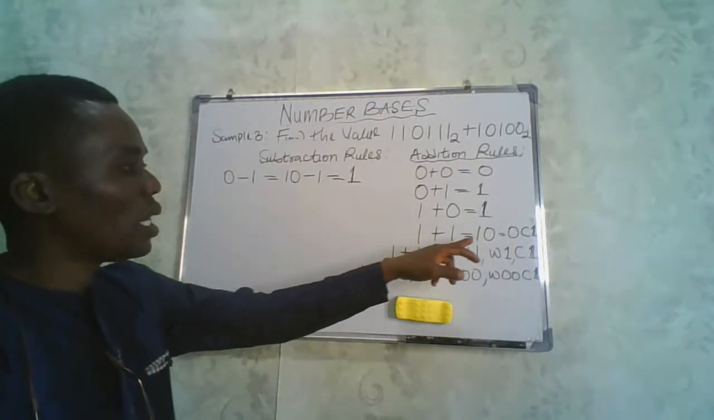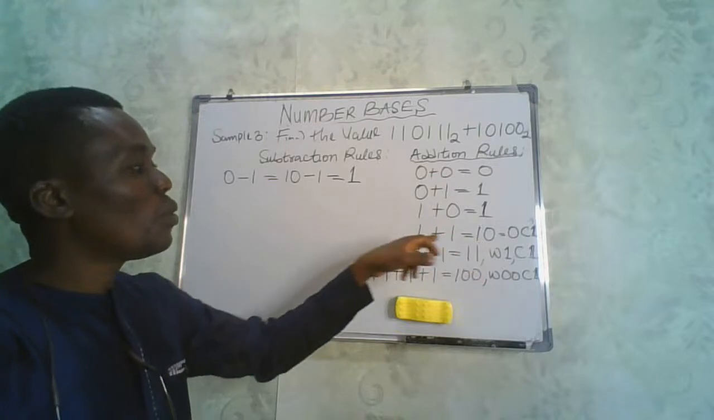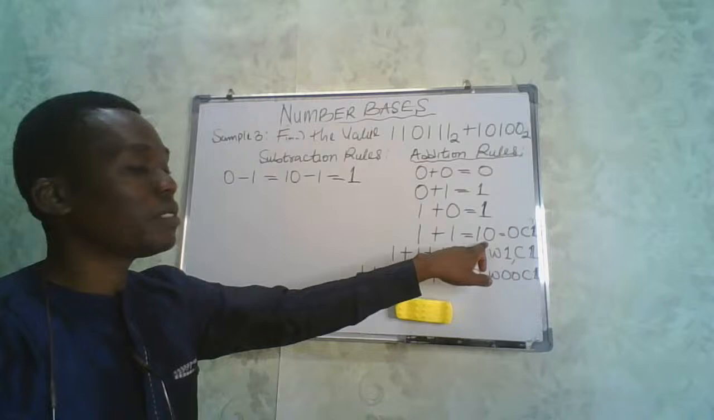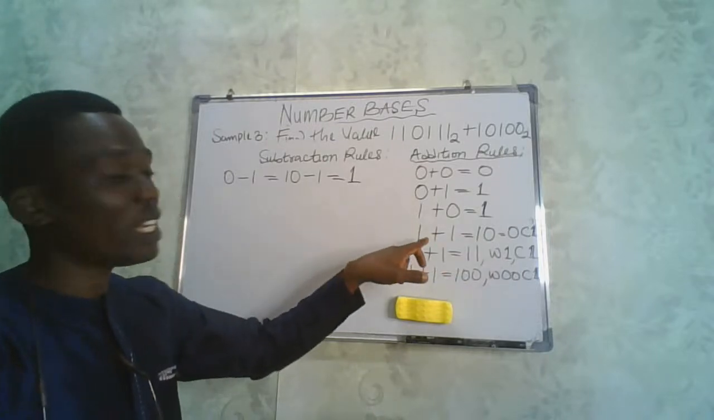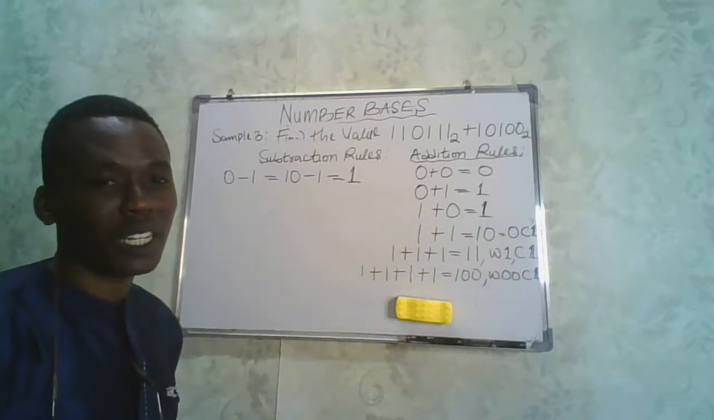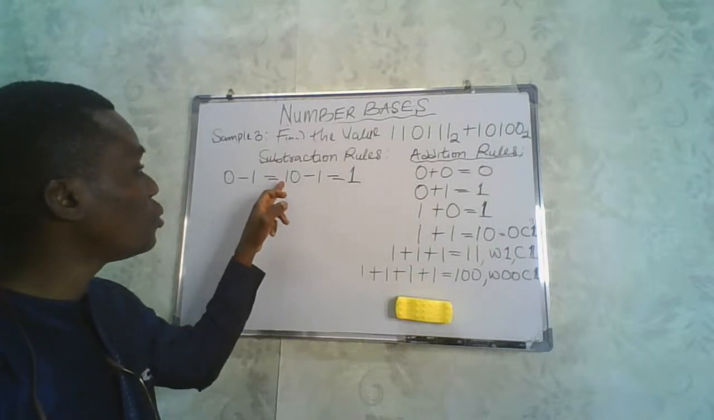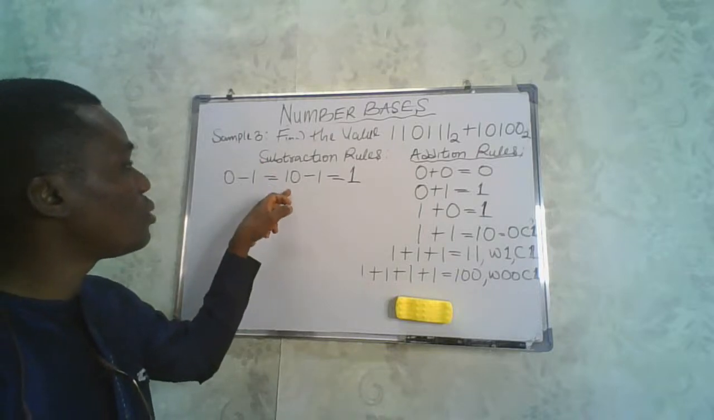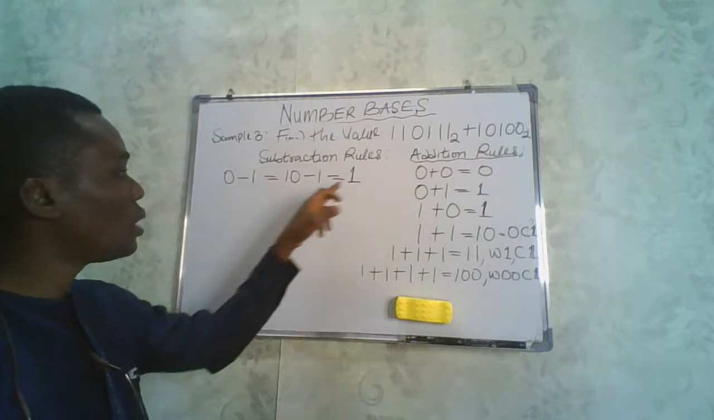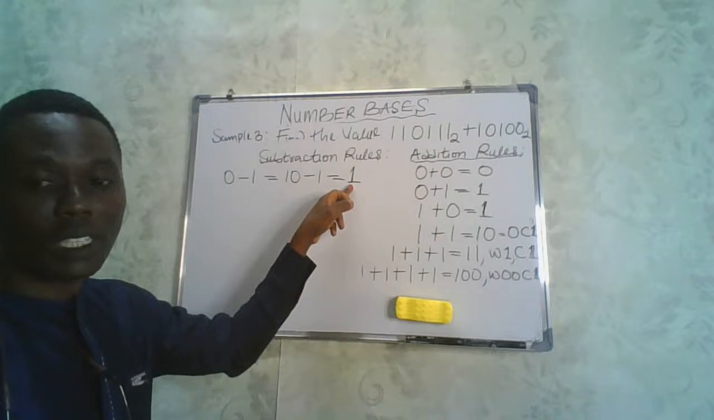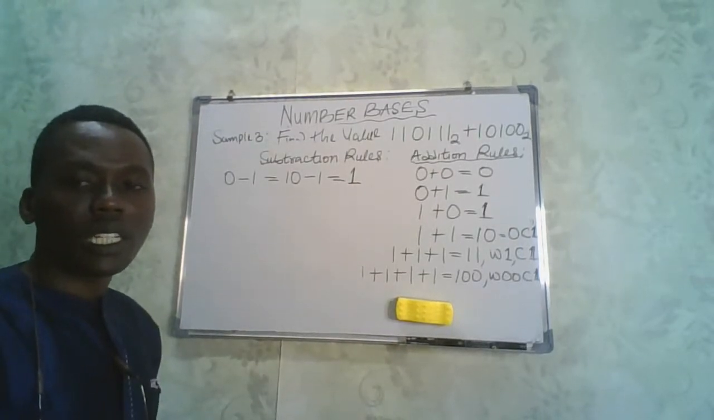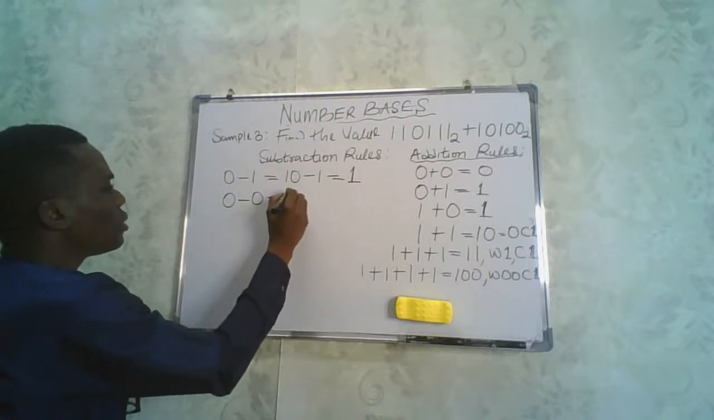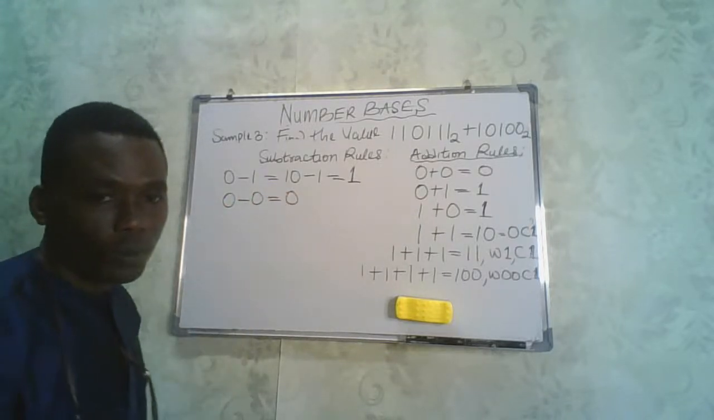Everything springs out from here. You see, when you add 1 to 1, it gives you 10. And when you subtract 1 from 10, it gives you, instead of 9, 1 back. So when you are doing subtraction and you do 0 minus 1, it's not possible. You borrow 1 from the other place, it gives you 10. 10 minus that 1 will now give you 1. Take note of that. Now, having done that, the next thing you should note is when you have 0 minus 0, 0 minus 0 is equal to 0.